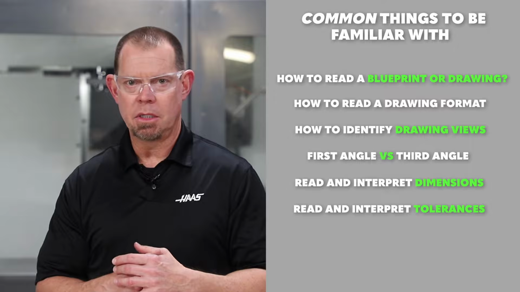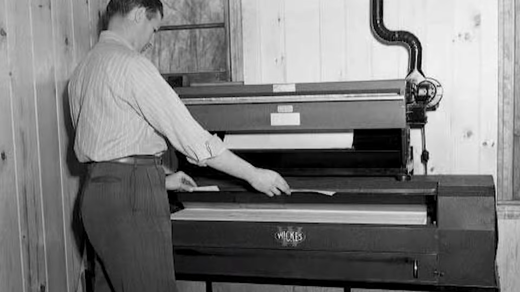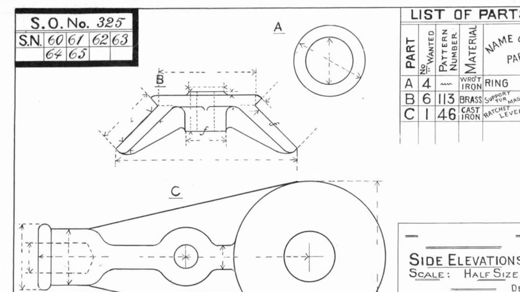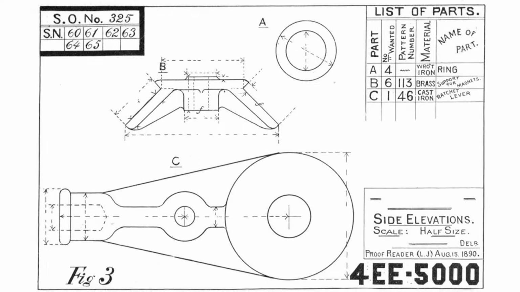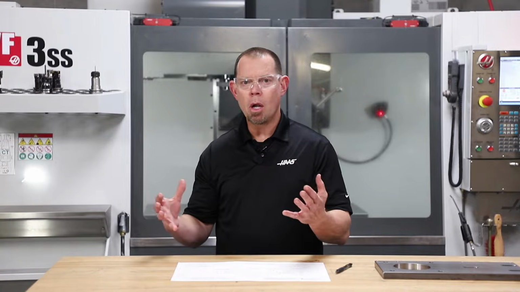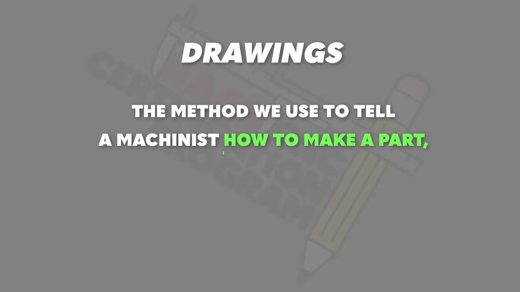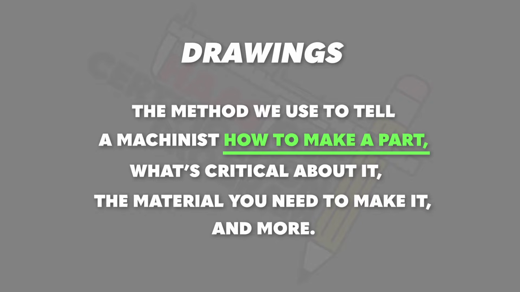and interpret tolerances. Now the term blueprint doesn't really apply anymore. It comes from an old method that was used prior to computers and laser printers to produce prints for a machine shop. But this term is still used, as well as print for short, or more commonly, just drawing. Drawing is the term we'll be using in this video. Now a drawing is the method we use to tell a machinist or a programmer how to make a part, what's critical about it, the material you need to make it, and many other pieces of information.